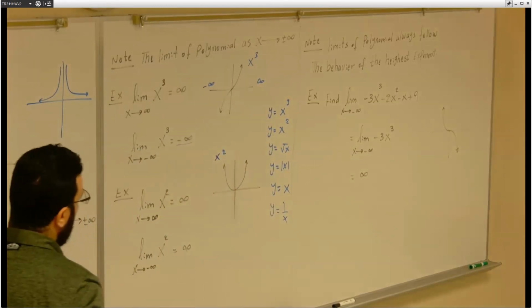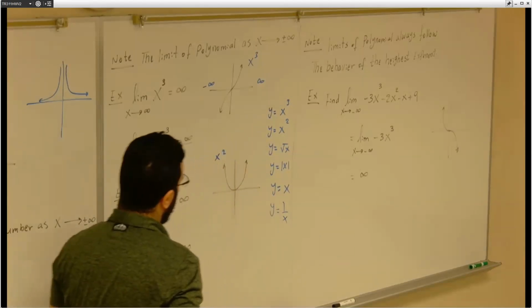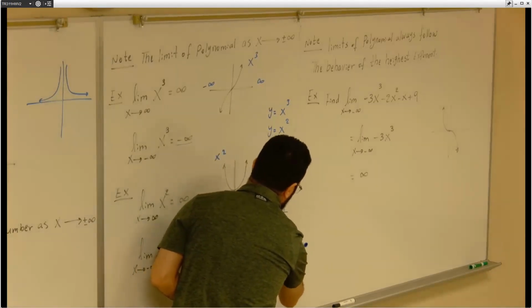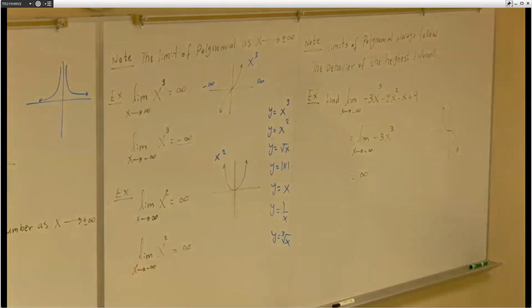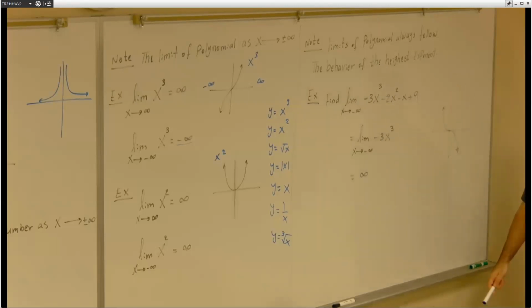So my advice, you have to know the graph of these basic functions. And there's another one, y equals the cubic root of x. So what they're saying here is limits of polynomials always follow the behavior of the highest exponents. If you have a polynomial and you're trying to find the limit, always look where is the highest exponent.